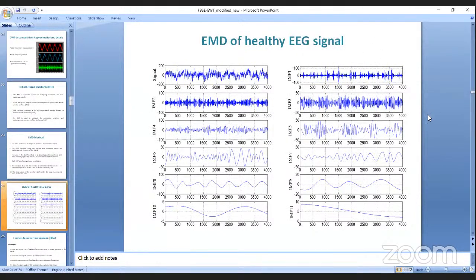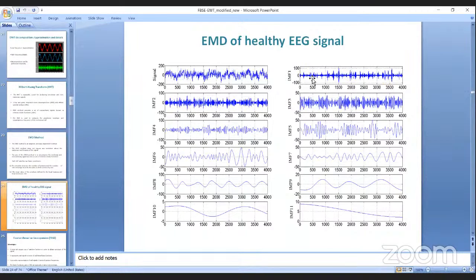Here you can see the empirical mode decomposition of a healthy electroencephalogram, EEG, signal. The EEG signal measures the electrical activity of the brain. Here you can see this is a healthy EEG signal, and these are the obtained IMFs, IMF1, IMF2, IMF3, IMF4, 5, 6, 7, 8, 9, 10, 11, using this EMD method. The first IMF corresponds to the highest frequency component present in the signal, and IMF 11 is the lowest frequency component present in the signal. So these IMFs are arranged from high frequency to low frequency components.